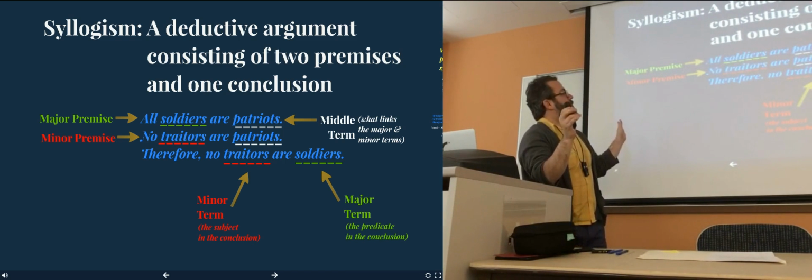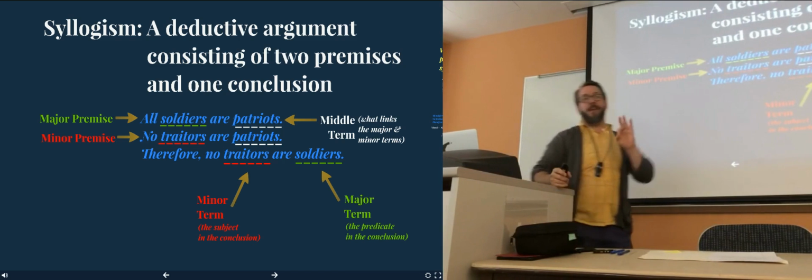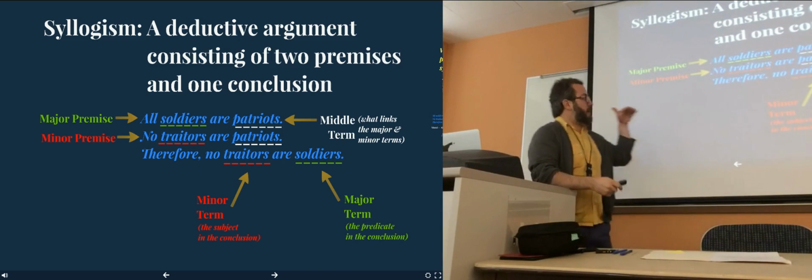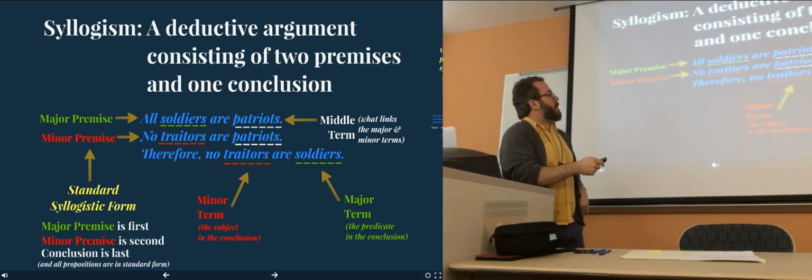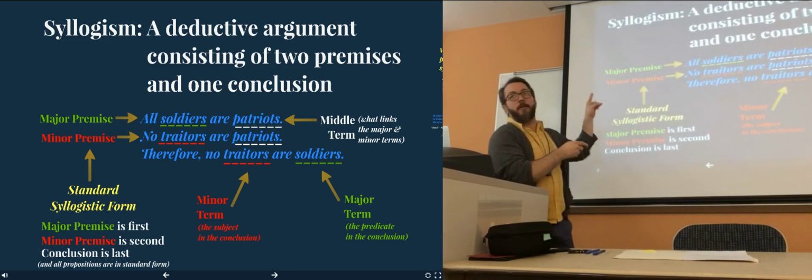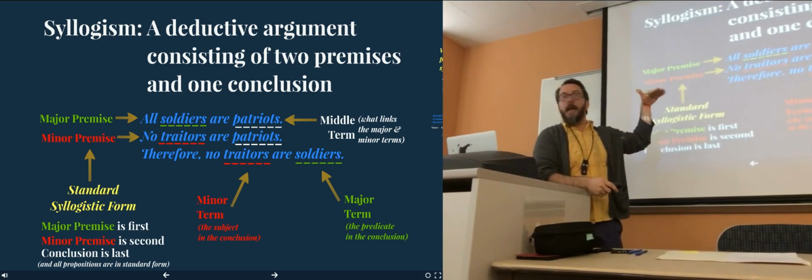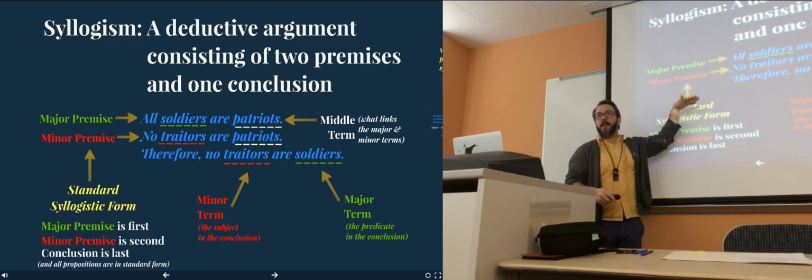That's a categorical syllogism. And if my categorical syllogism is in standard form, it's going to look exactly like this. Conclusion comes third. My major premise is going to have to come first. And my minor premise is going to have to come second.